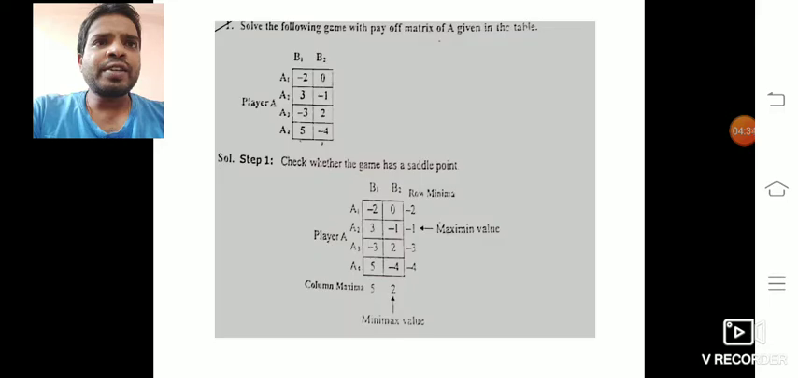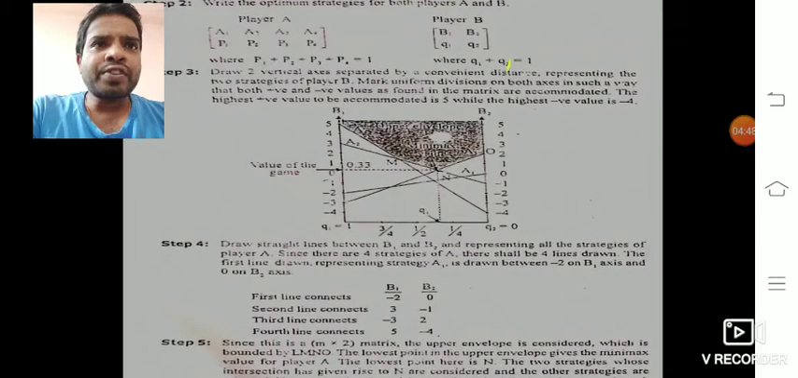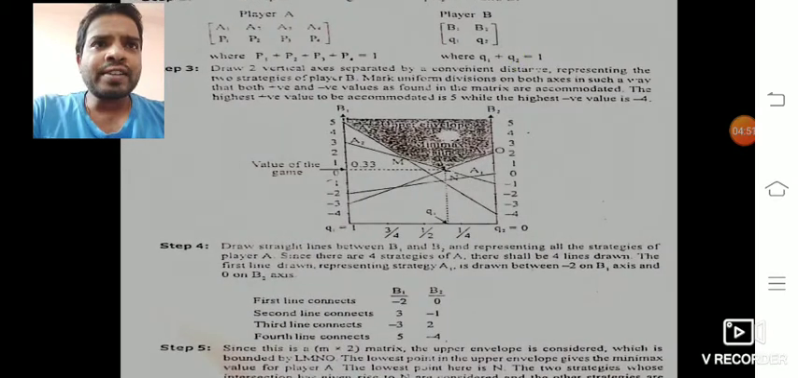Now see here in the problem, the A1 row: B1 is -2, B2 is 0. Just mark a point on the B1 line at -2, and on the B2 line at 0. Join these two points and name that line A1.